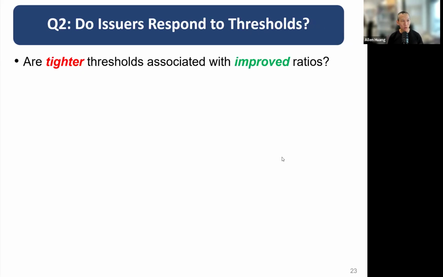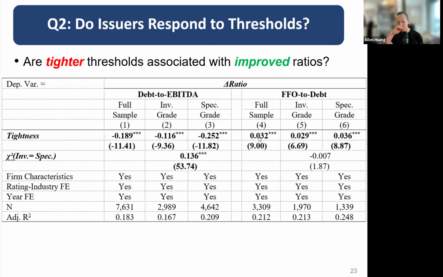All right, so this is basically our first research question. Now the second research question that we look at is: once the threshold is released, how do issuers respond? Basically, the issuers now know that they have this target, and they know that if they violate this target, something bad would happen, or at least something bad is more likely to happen. Do they actually respond to the ratios? So the research question is whether tighter thresholds are associated with improved ratios.